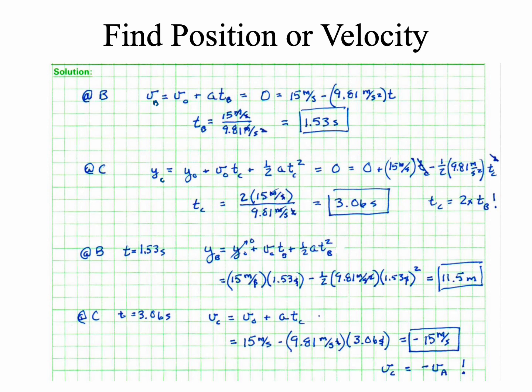So the velocity at point C is equal to the initial velocity, the 15 meters per second upward, plus the acceleration, which is the minus 9.81 meters per second squared, times the time 3.06. If you look at it, it's plus 15 minus 30, which sure enough is equal to minus 15 meters per second, enhancing the symmetry of this problem. The ball went upwards at 15 meters per second. When it comes back down to exactly the same height, it's going minus 15 meters per second.